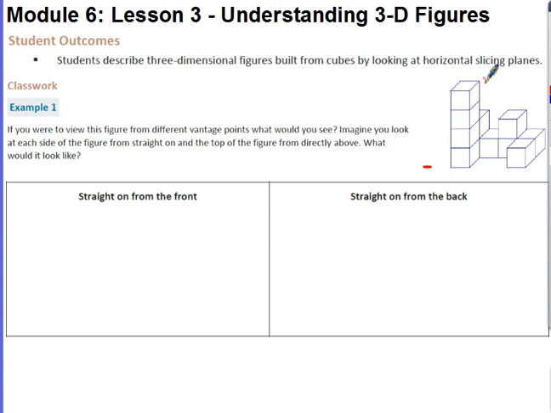So if we look at example 1, it says, if you were to view this figure from different vantage points, what would you see? Imagine you look at each side of the figure from straight on and the top of the figure from directly above. What would it look like?